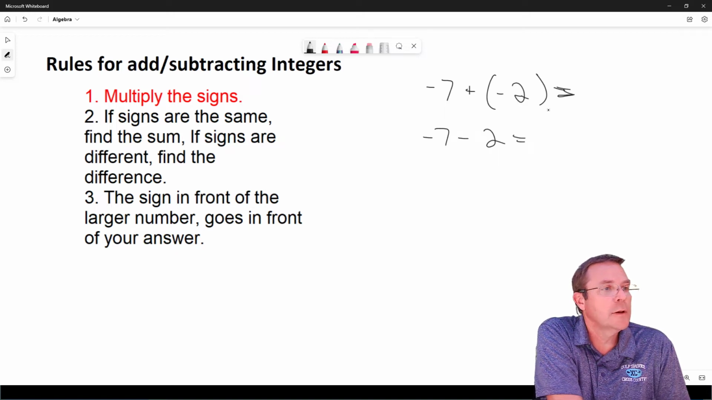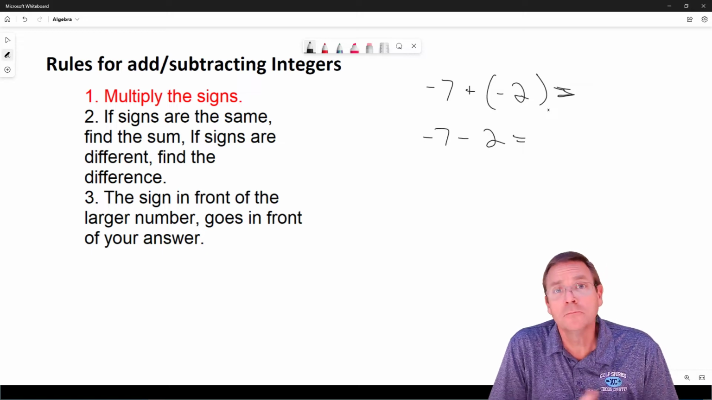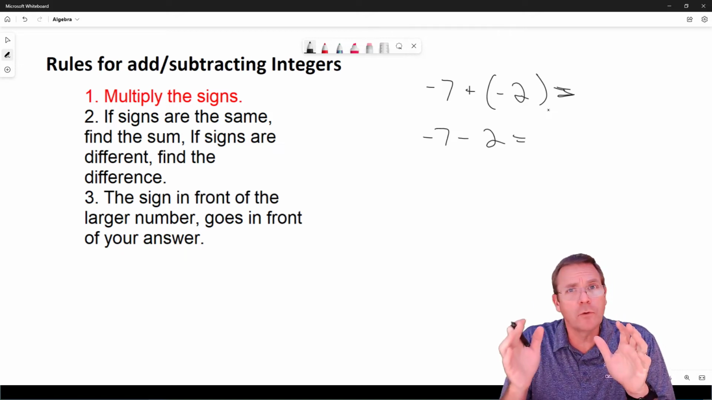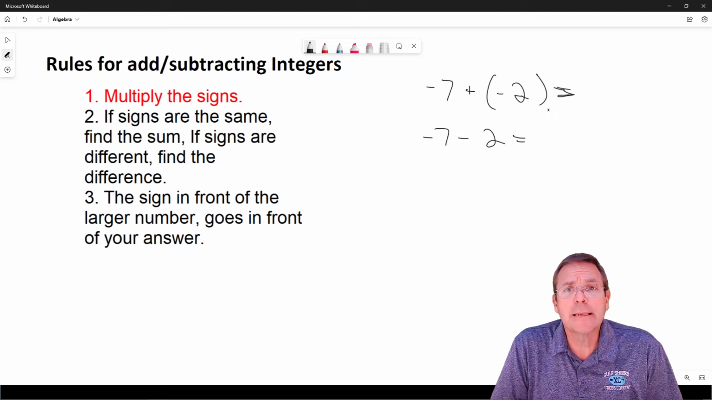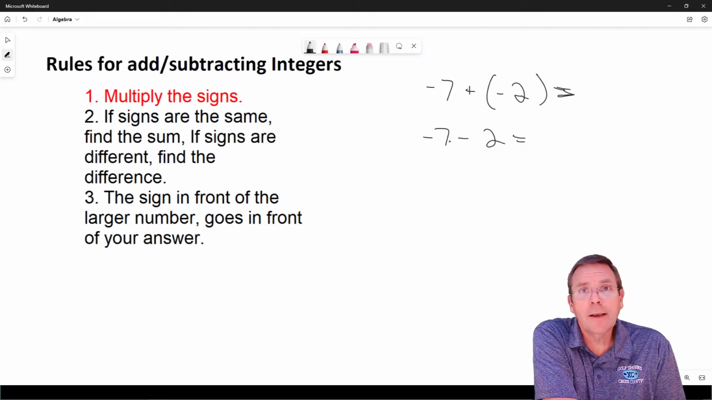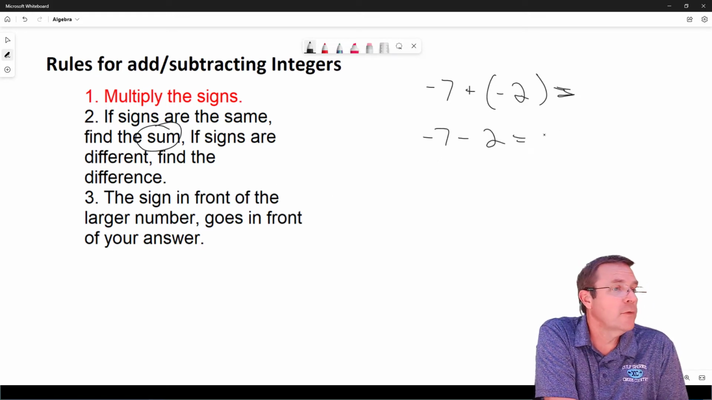And that's going to take us to the next step, which says if the signs are the same, you find the sum. If the signs are different, find the difference. Now, don't get confused over minus and negative, because folks, minus and negative mean the same exact thing. So right here I have a -7 minus 2. Well, that's the same thing as saying -7 minus 2. The signs are the same. Find the sum. So the sum of that is going to be 9.